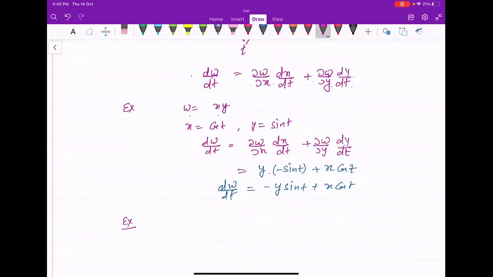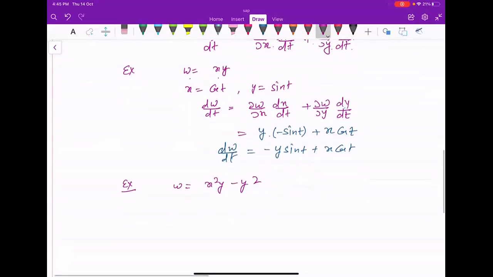W equal to x square minus y square, that is, x square y minus y square. Then compute dw by dt along the path x equal to sin t and y equal to e raised to power t.